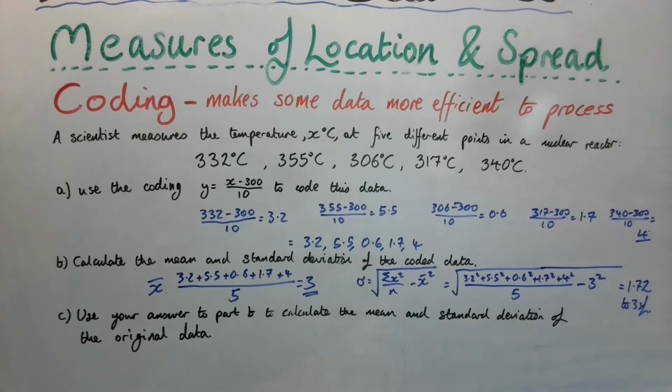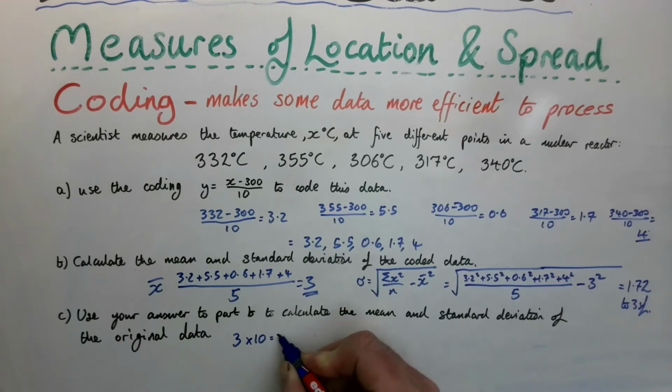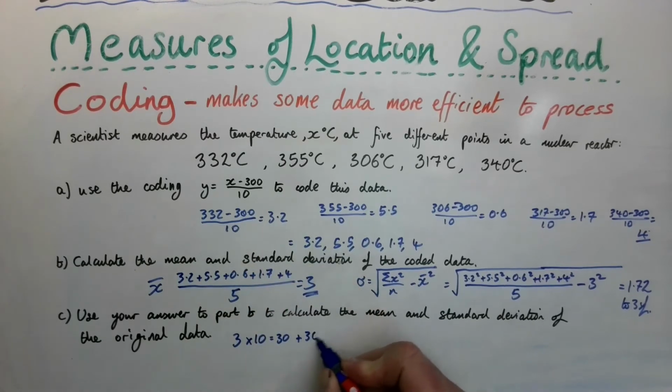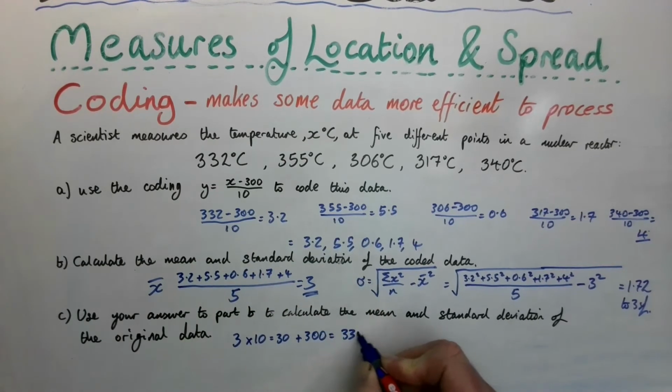So to put the mean back, we have got to reverse the process that we had here. So if I take the mean of the coded information being 3, and the last thing I did was divide it by 10, so if I times it by 10 I get 30, and then if I add the 300 there, I'm going to get 330 degrees, and that makes sense, doesn't it? Looking at the data, that looks about right too. So that's the mean.